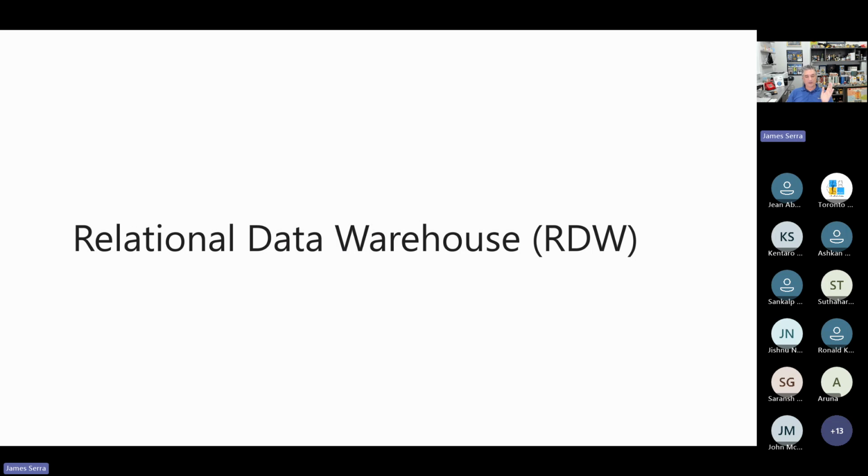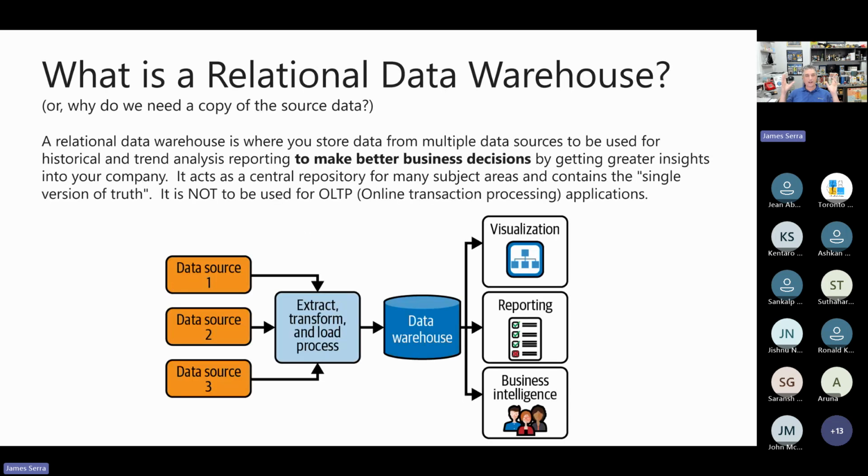So, a relational data warehouse. I think most people know what this is, but just to level set, the idea of creating a relational data warehouse is to take data from multiple transactional systems or OLTP systems and copy it into a data warehouse where you'll make analytical data out of it. This will be your central repository that has all this data and becomes the single version of the truth. The data warehouse is not an OLTP for OLTP applications. It's write once, read many, to do reporting.